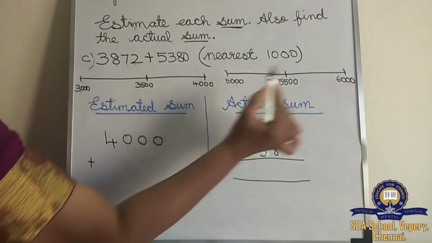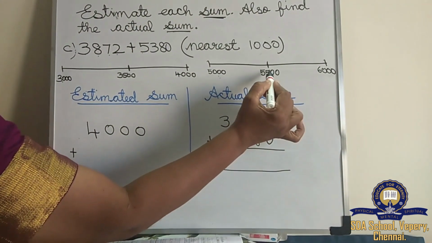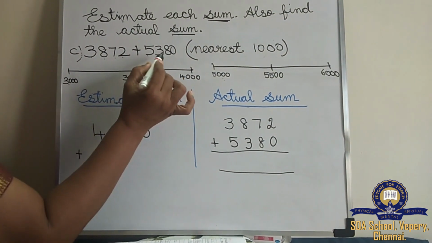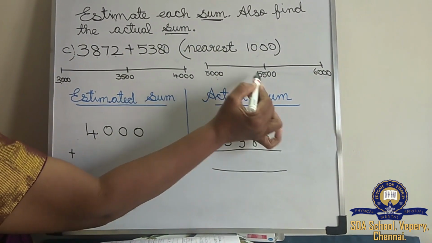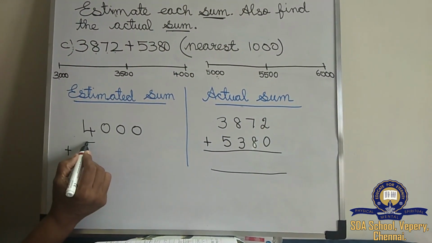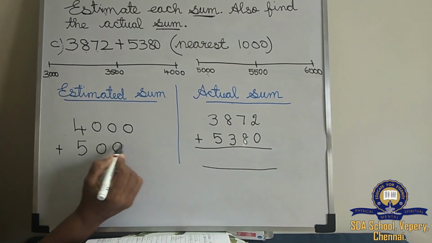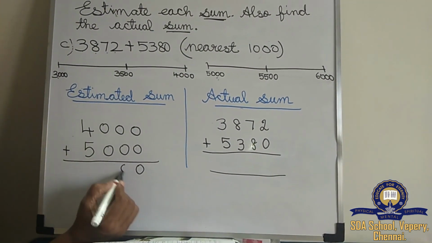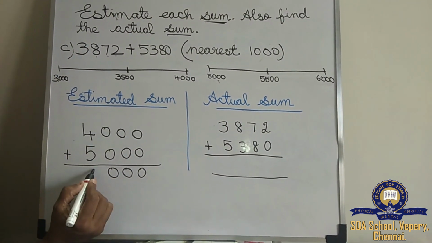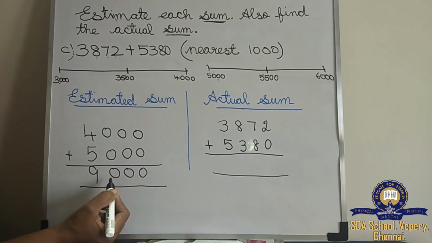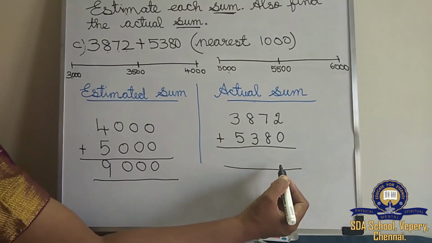5380. So 5000 and 6000 you have to write. In the middle, 5500. So here 5380 comes below 5500, isn't it? So this is the nearest number. What do we have to write? 5000. So if you add 4 plus 5, what will come? 9. So what's the answer, children? 9000. And come to the actual sum.